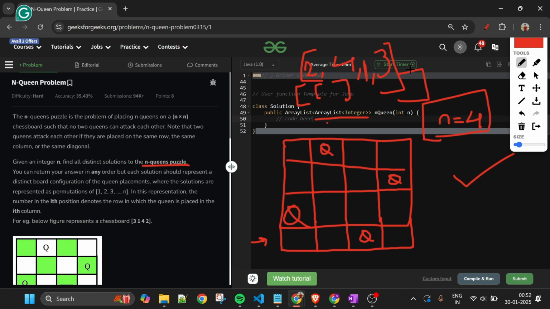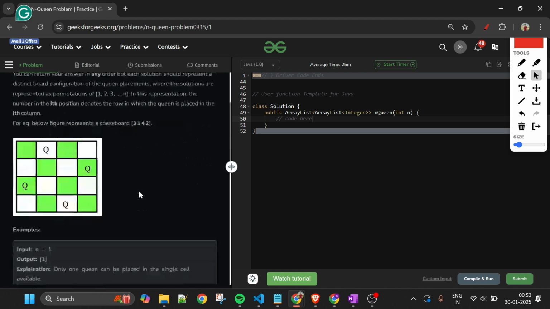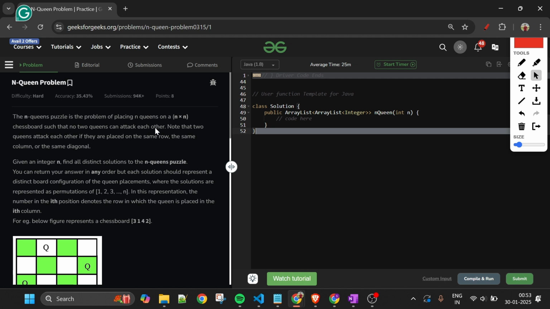In this way, there can be multiple answers and I will fill them all in my answer array list and we will simply return it. So this is what we have to do. I think it will be very clear to you with such a deep explanation. So here you can see for n is equal to 4, there are two answers. First one is 2413 and another one is 3142. Okay. So in this way we have to fill these and get our answer.